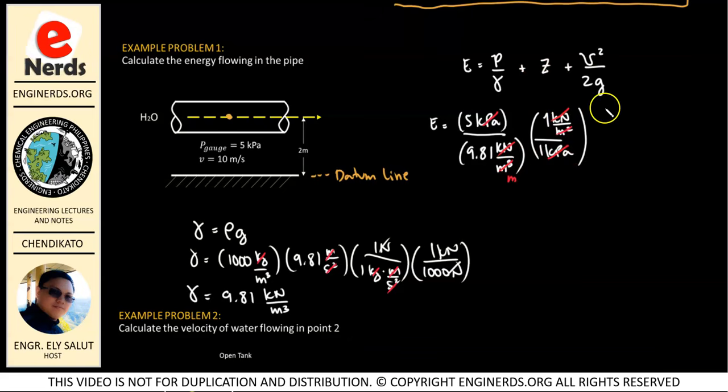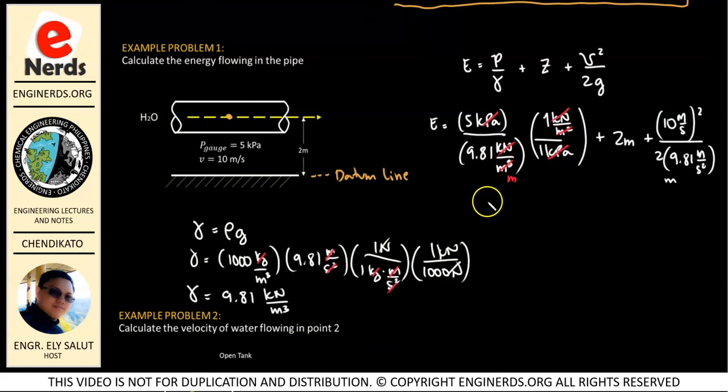So our elevation head plus Z. So yung position ng ating fluid is 2 meters from the ground, which is our datum line. So we have here 2 meters plus our velocity head, no? So our velocity squared, so ang given natin for velocity is 10 meters per second. So we're going to square that. Then 2 times our acceleration due to gravity, 9.81 meters per second squared. So we already know that the unit of the velocity squared will be square meter per second squared, and we have here meter per second squared. So our unit here will be in meters also, no?